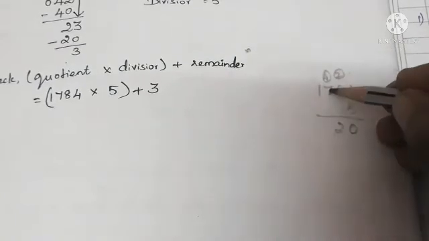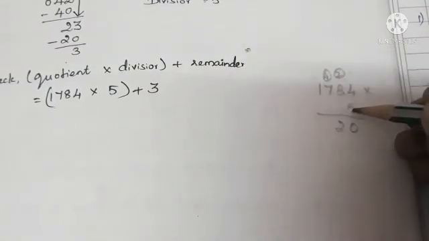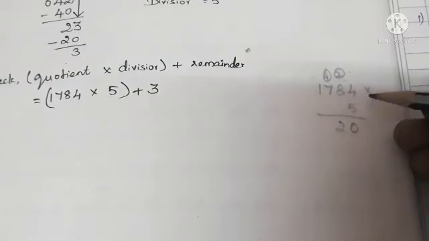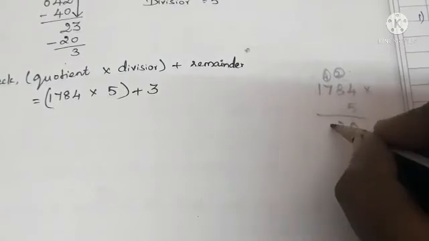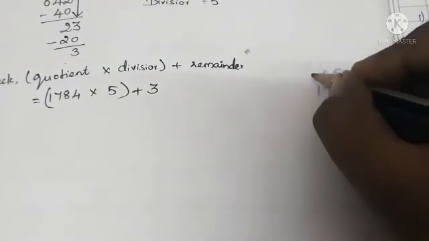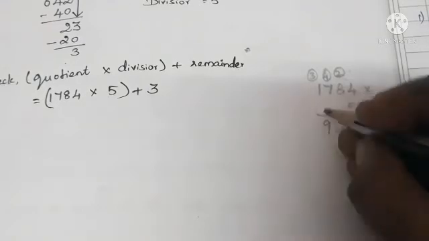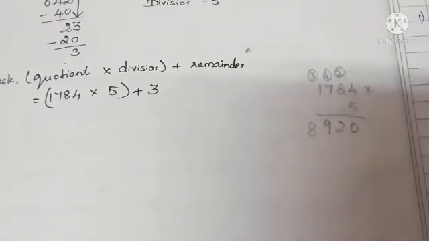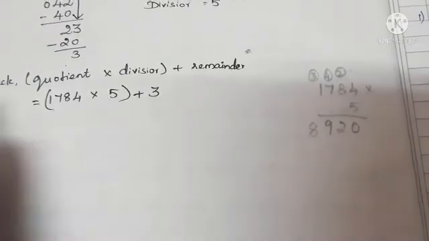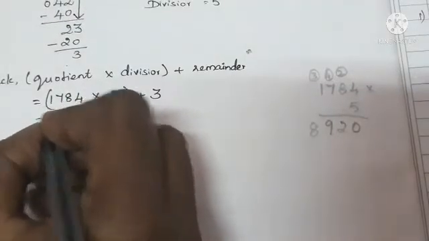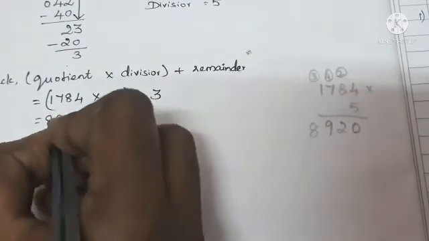Next 7 into 5. 7 5s are 35 plus 4. 35 plus 4 is 39. So we write 9 here and 3 is the balance. Then 1 5 is 5 plus 3 is 8. So we got the value as 8,920.